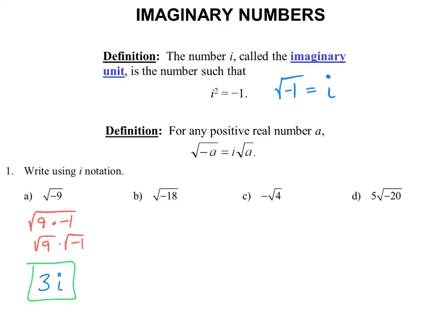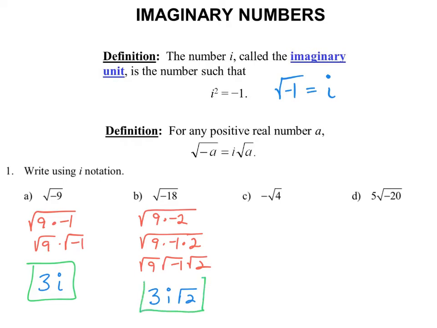For example b, we have the square root of negative 18. We can factor this and know that negative 18 is the same thing as 9 times negative 2. We could also write this as the square root of 9 times negative 1 times 2, and then write it as the square root of 9 times the square root of negative 1 times the square root of 2, which then simplifies to 3i square root of 2. Because the square root of 9 is 3, the square root of negative 1 is i, and the square root of 2 is the square root of 2. So the square root of negative 18 is written as 3i square root of 2.